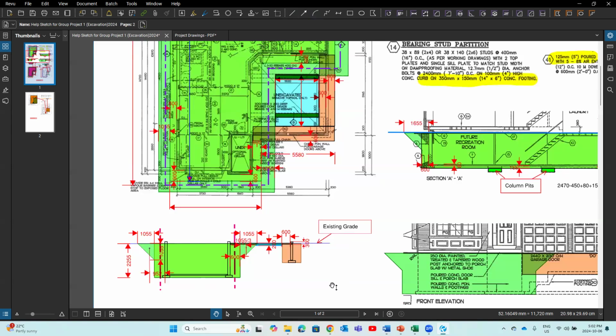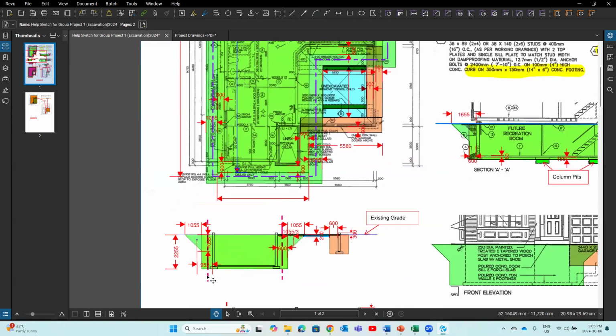If I draw the dimension here as well, I know this dimension is 1055, right? This is 600 millimeter. If I want to get the area of this triangle, I would take the base, 1055, multiplied by the height, 1055, divided by 2, right? I get the cross-sectional area of this slope, which is the cross-sectional area of this triangle.